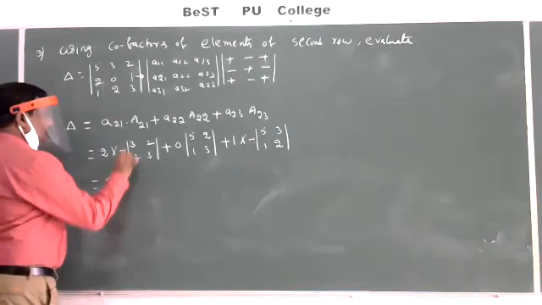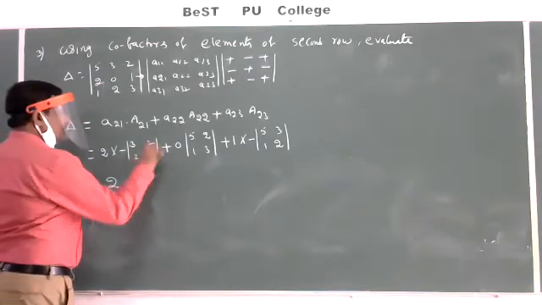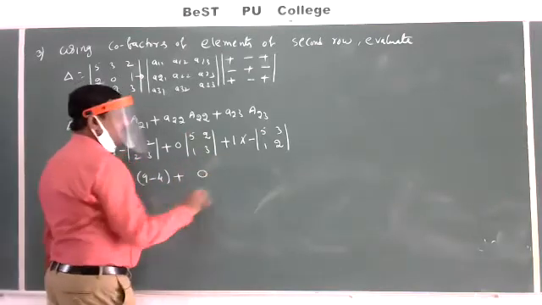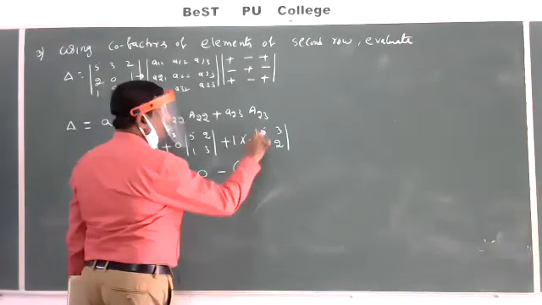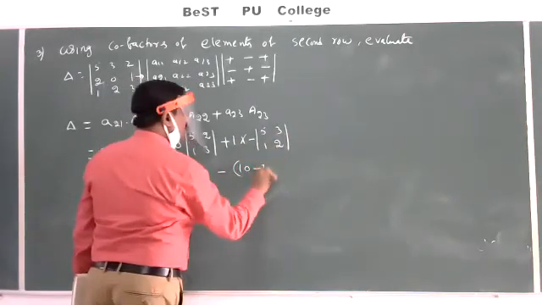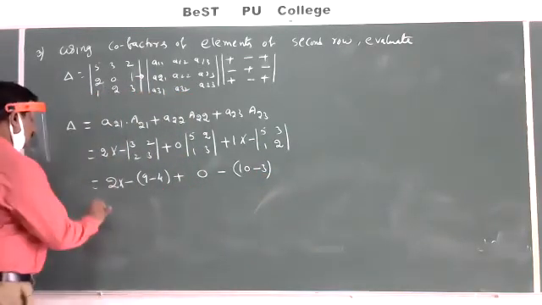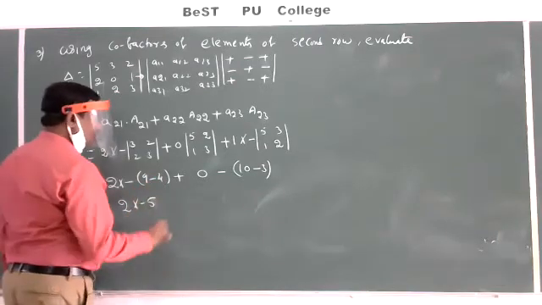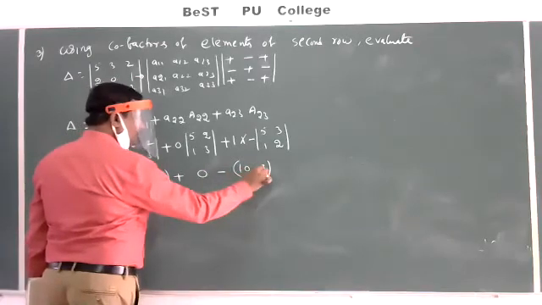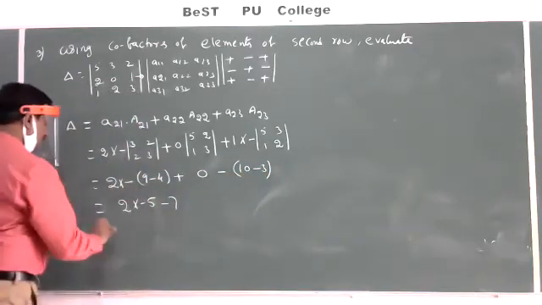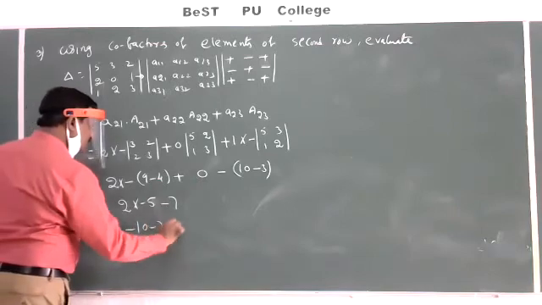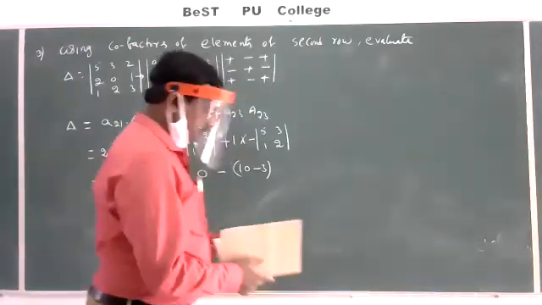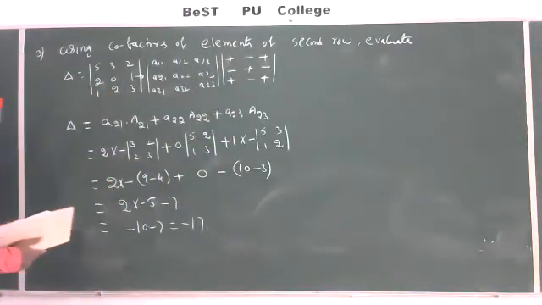Then it is 2 into minus of 3 threes are 9, minus 4. Here 0 into this total value becomes 0. It is plus into minus, 5 twos are 10, minus 3. Then 2 into 9 minus 4, minus 5, here it is 10 minus 3. Then 2 into minus 5, minus 10, minus 7. The value is minus 17. Note it down, students.